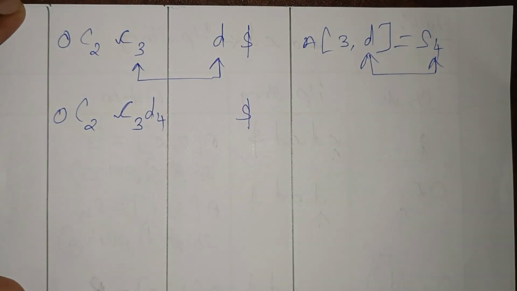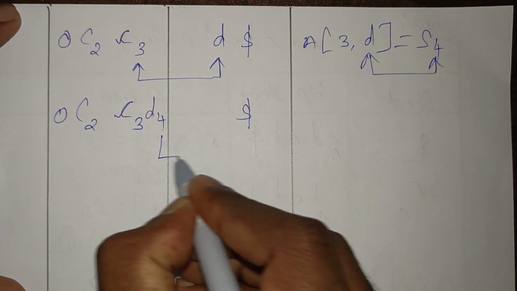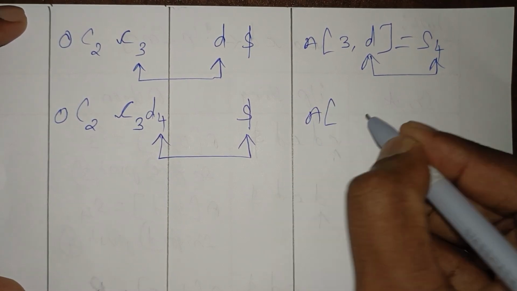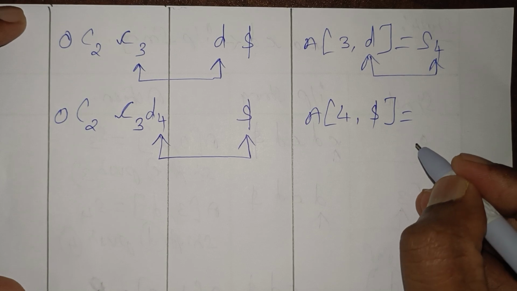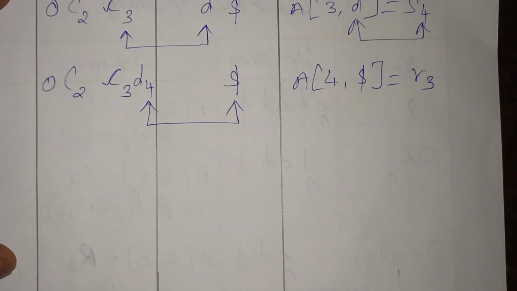We have only dollar left here. Now we are going to compare this particular thing, that is 4, with this dollar. That is action of 4 comma dollar. The action of 4 comma dollar, we got R3. You know very well what is R3.